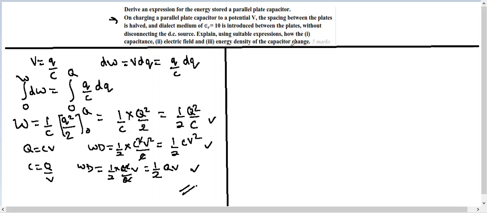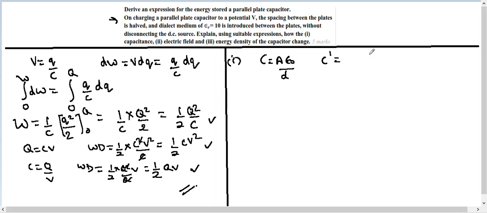Now, when the capacitor is charged to potential V, D got halved and a dielectric constant K equal to 10 got introduced without disconnecting the DC source. Therefore, remember that the potential remains the same. So now we have to find out the new capacitance. We know that C is equal to A epsilon naught by D. We have to find C dash now.